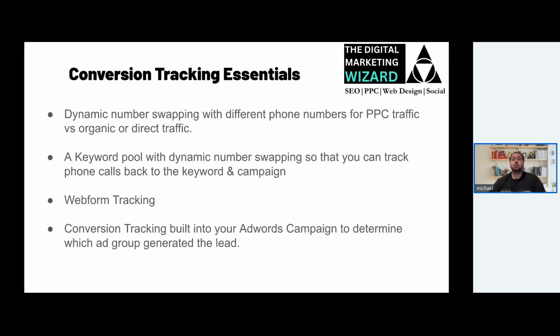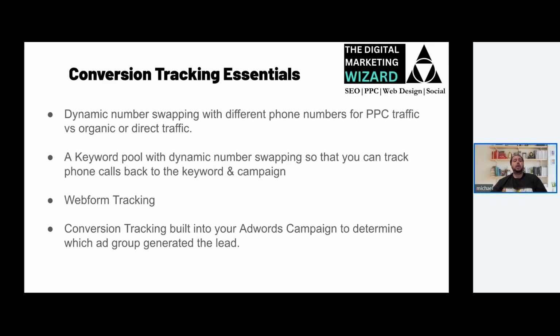You're going to need a keyword pool with dynamic number swapping so that we can track phone calls back to keyword and campaign. This is exactly what I was just mentioning: you want to be able to track this information back to exactly what the initial catalyst was that made them reach out, what specific keyword or which exact campaign is doing really well. And then you can work with some A/B testing and focus on that campaign that's doing really well. A/B testing allows you to do something very similar, but slightly changed, to see if that gives you better results or worse results.